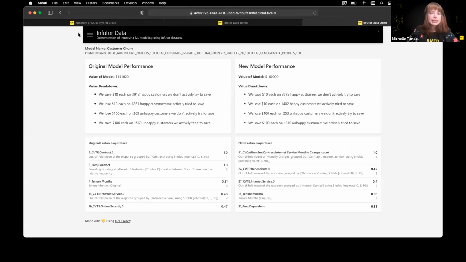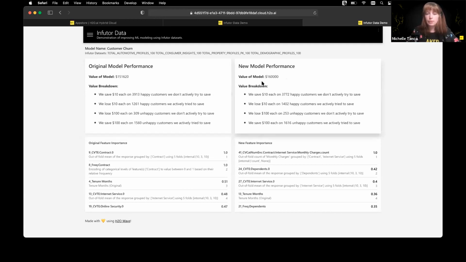What this application does is we took a public Kaggle data set about customer churn, and we built a machine learning model on it. The model was pretty valuable. We have the costs associated with happy customers who we lose and unhappy customers who we're not able to save. We're able to use Driverless AI to build an automated model that creates new features, and we can use this for predicting churn. We went ahead and joined this data with Infutor's data sets. Because this is public data, we did it at the zip code level, but for your own data, this could be joined at the individual or household level for even more insights.